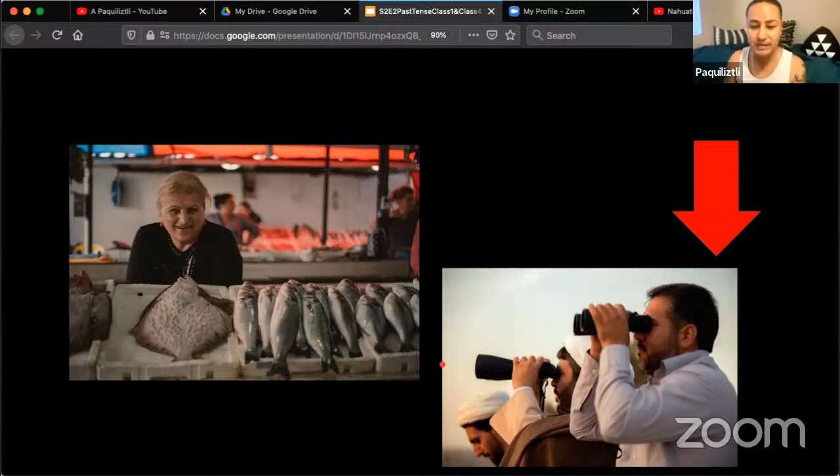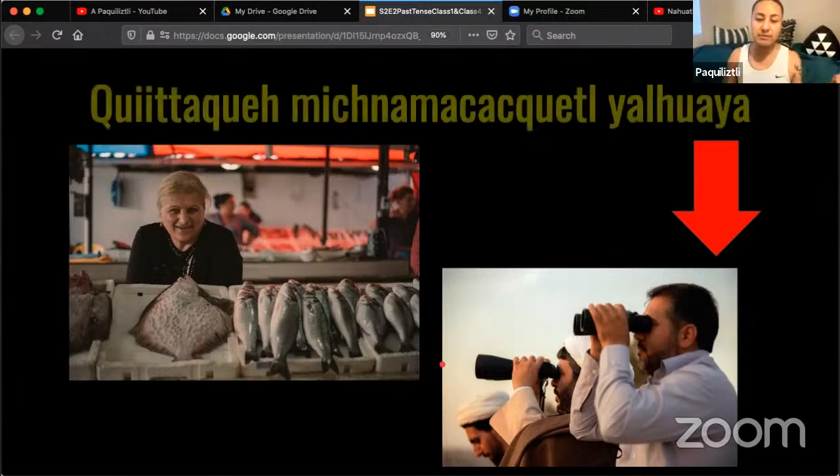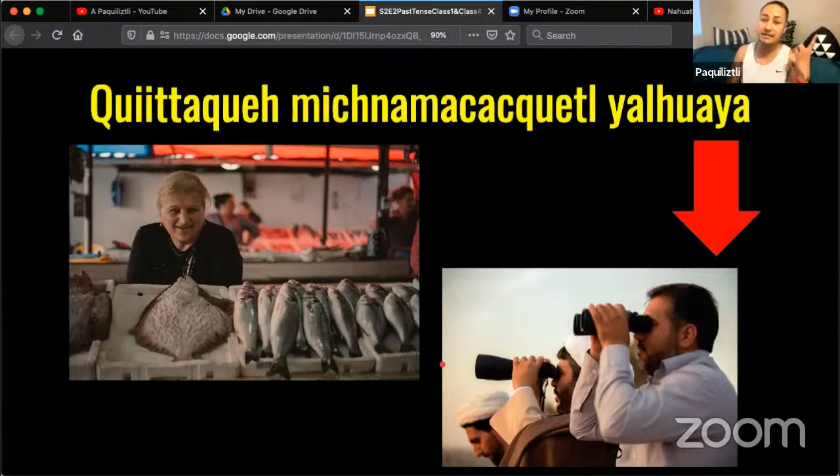Okay. ¿Cuál? So, icatlempanok, it would become quiittaque. It wouldn't be quiittac, because if we say quiittac, that would be one person, quiittac, right? One person saw this person, saw her. But because it's multiple people looking at her, it becomes quiittaque. They saw her, quiittaque. Quiittaque michnamacahquet yalguaya. I know this word is hard. Just practice, but it's michnamacahquet. Now it has a lot of long words, so eventually you're gonna get used to it. Just know it's always stressed on the second to last syllable. So here it's michnamacahquet.